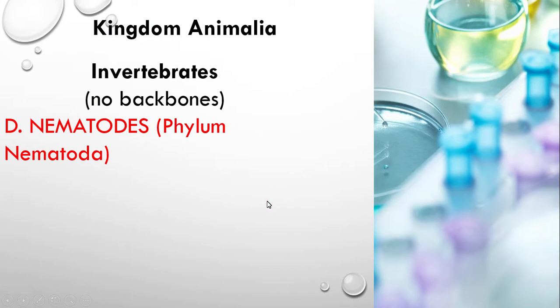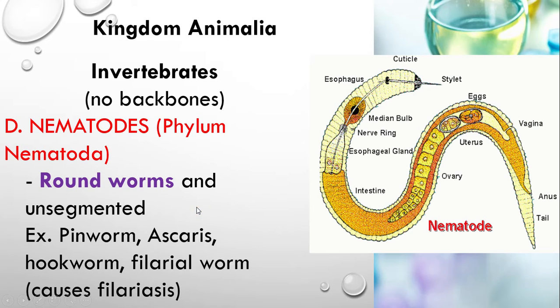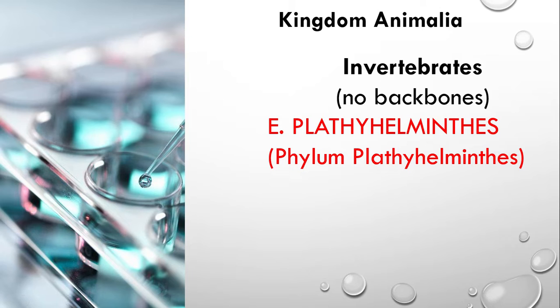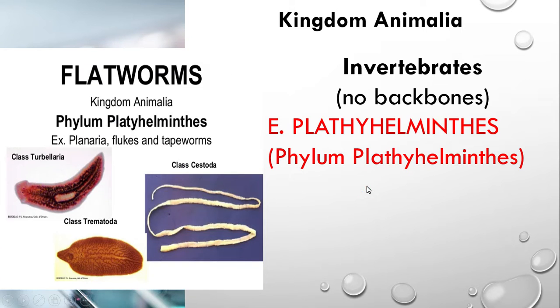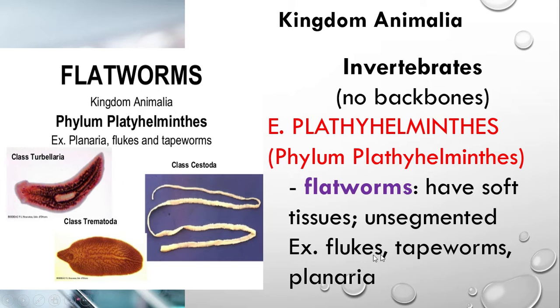Next, we have phylum Nematoda or the nematodes. They are called the roundworms, no? Okay, roundworms. However, these worms are unsegmented. So, there is no segmentation in their body. Okay, example of this is pinworm and then Ascaris lumbricoides, hookworm, and the filarial worm which causes filariasis. Another phylum is phylum Platyhelminthes, no? They are the flatworms. Okay? They have soft tissues and also their body is unsegmented. Okay? It includes flukes, tapeworms, and Planaria.